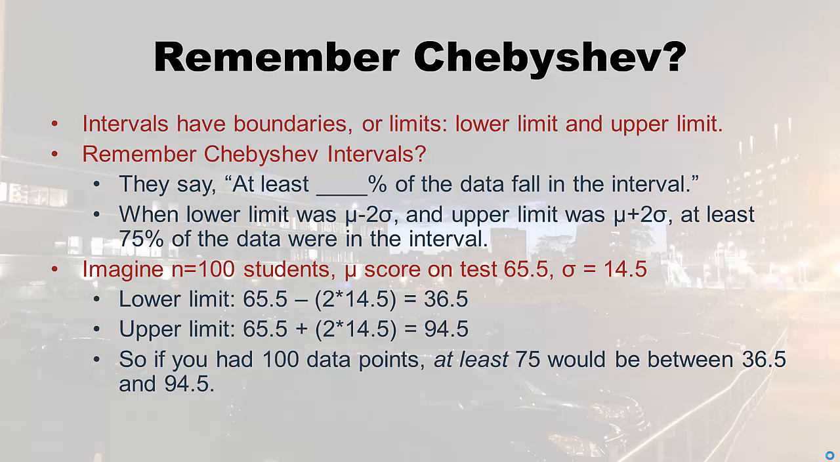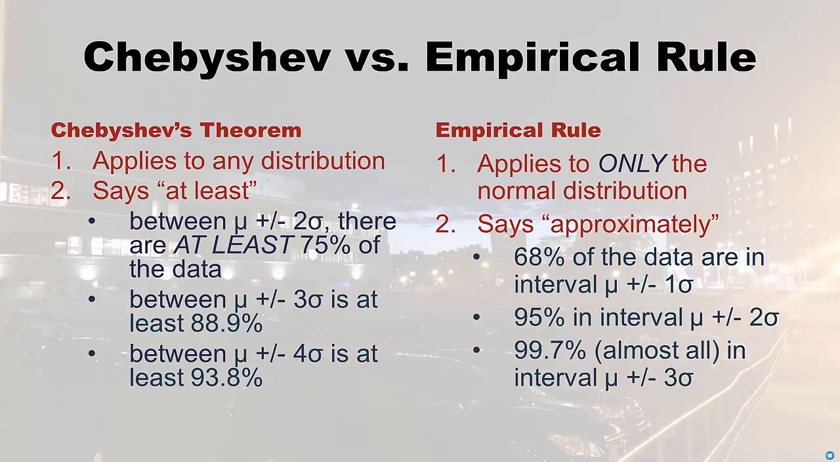If I had had the mu and the standard deviation, I could have calculated this and said, okay, I'm no better off. So Chebyshev's theorem on the left side applies to any distribution. You don't need a normal distribution. You can use that skewed distribution. Also, you'll notice it says at least. So like this was at least 75% of the data fell in there. Maybe even 100% fell in there. So it doesn't really help us.